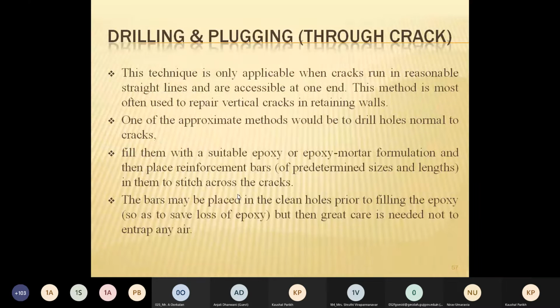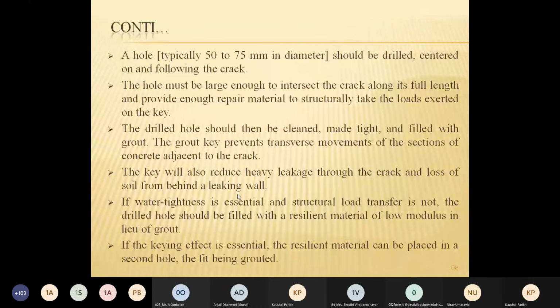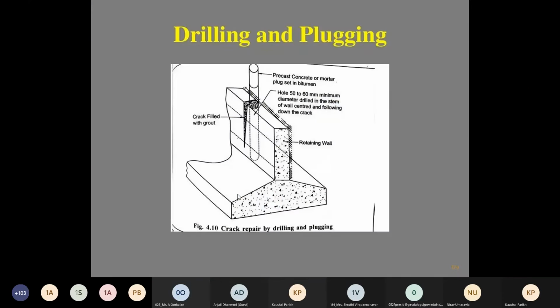Here the bars will be placed in the clean holes prior to filling the epoxy, but great care is needed not to entrap any air, so that the repair can be carried out effectively. Here, a hole typically of 50 to 75 mm in diameter should be drilled, centered on and following the crack. If you visualize the figure, a hole of 50 to 60 mm minimum diameter is drilled centrally into the stem.